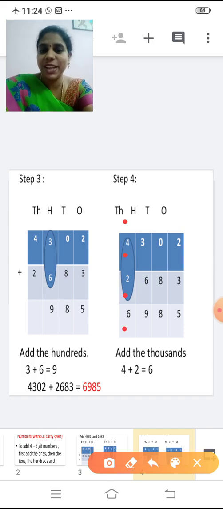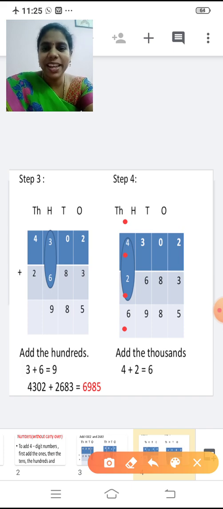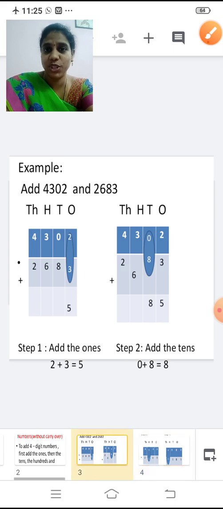So what is the answer now? When you add 4302 plus 2683, what will be the answer? 6985. We'll see how to add 4-digit numbers.